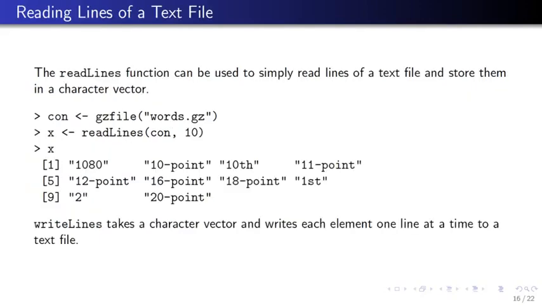However, sometimes a connection can be useful if you want to read parts of a file. So for example, here I've got the readLines function, which just reads lines from a text file. And I'm going to open up this words.gz file. This is a file that has words in it. It's like a dictionary file, and it's compressed using the gzip algorithm. So I'm going to use the gzfile function to open a connection to that. And I'm just going to read the first 10 lines. So now I'm going to use this connection to read the first 10 lines. And here, the first 10 lines are printed out. You can see these are the first 10 words in the file.